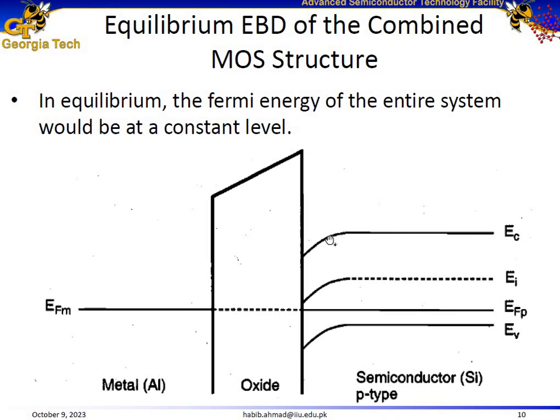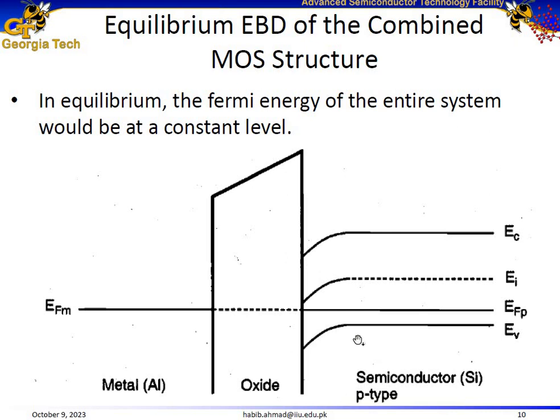Here is a representation of the energy band diagram of a metal oxide semiconductor structure under thermal equilibrium, where we see that now we have a constant Fermi energy level, and the valence energy level, the intrinsic energy level, and the conduction energy level are now bent upwards, for reasons that we discussed in the previous slide.